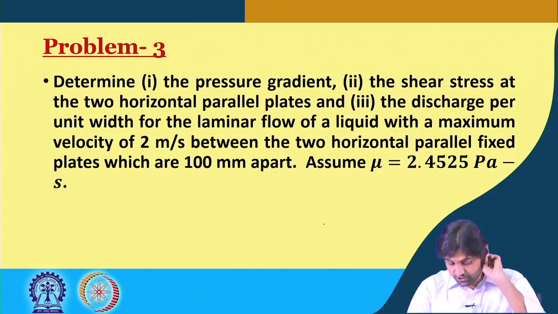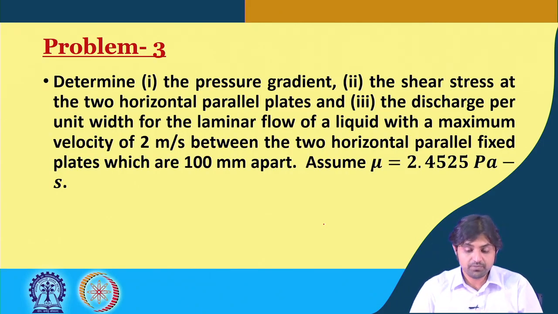So, the question is, determine the pressure gradient, the shear stress at the two horizontal parallel plates, and the discharge per unit width of the laminar flow of a liquid with maximum velocity of 2 meters per second between two horizontal parallel fixed plates which are 100 millimeters apart. We assume that mu is equal to 2.4525 pascal seconds. Okay.